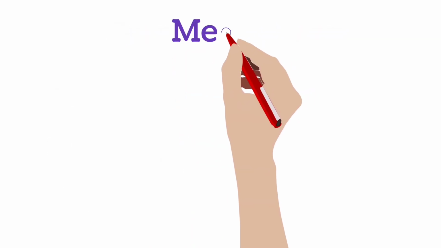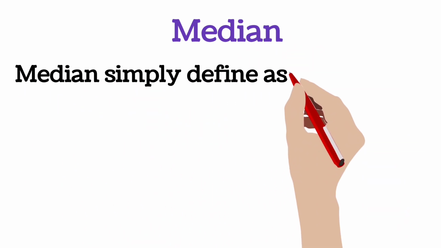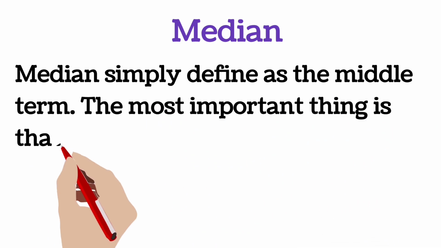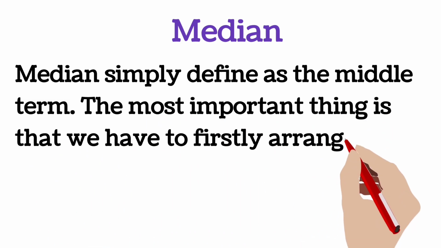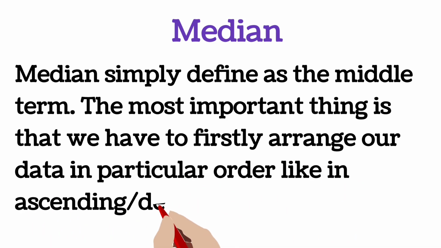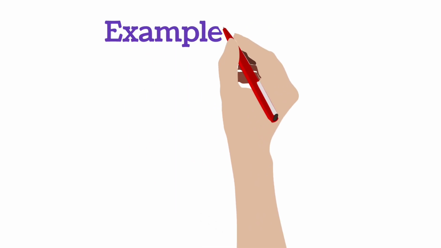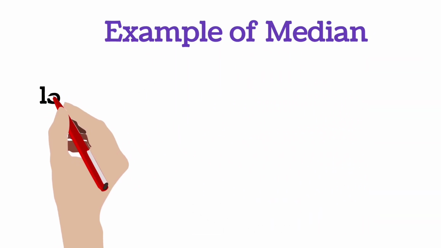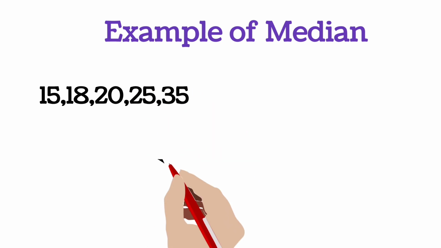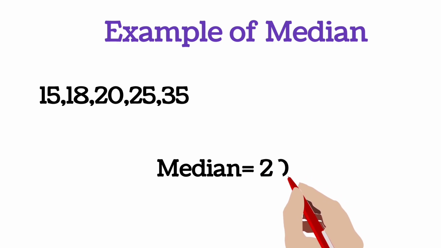The next measure of center is median. Median is simply the middle value of our data values, but we have to note that the data we are given has to be arranged in either ascending or descending order. So let's take an example to elaborate the term median. We have taken any random 5 numbers, and as we know that median is the middle number, 20 is the middle number in this series, so obviously our median is 20.